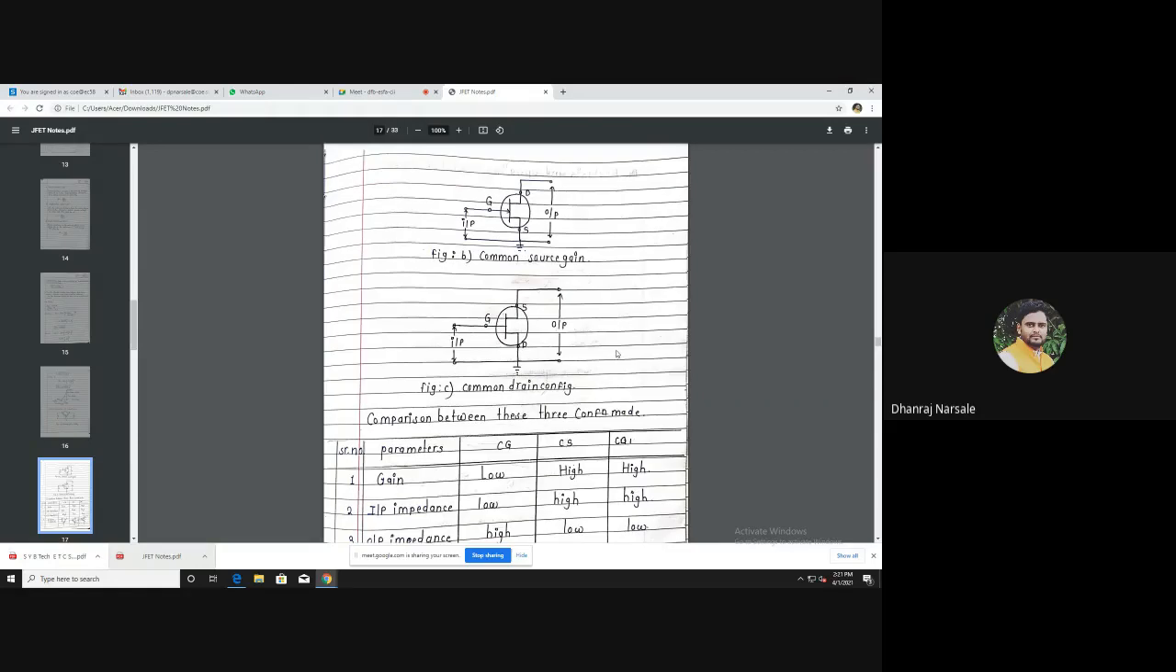And the third one is the common drain configuration. In common drain configuration, the drain terminal is common between input and output. We apply input between gate and drain, and take the output between source and drain. So these are the three configurations of JFET.